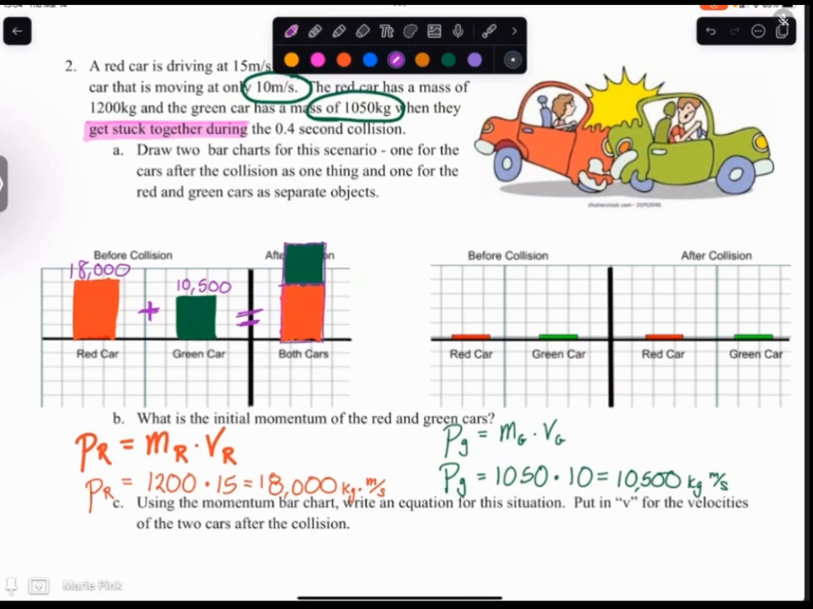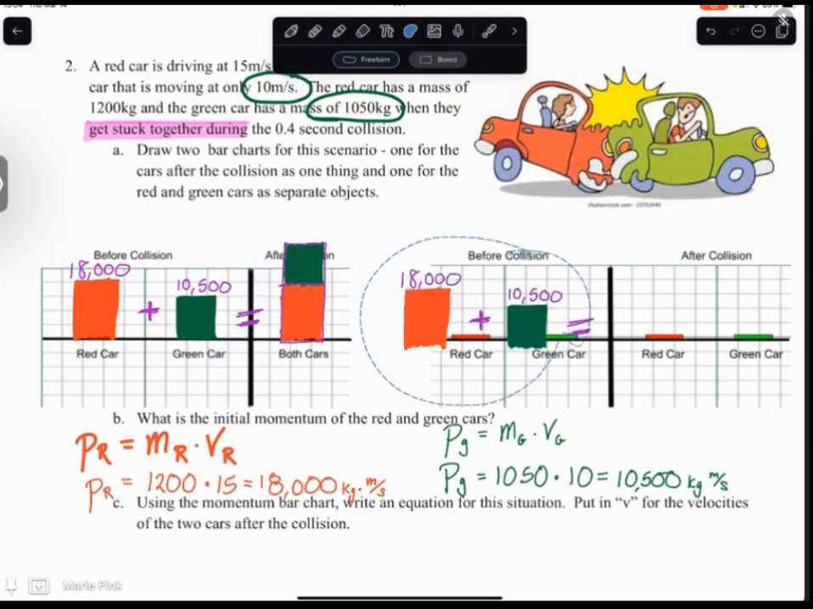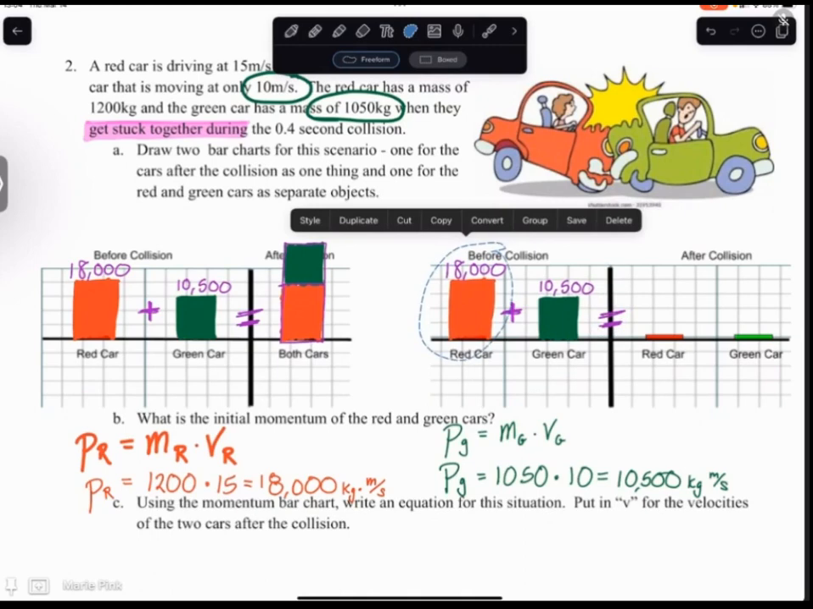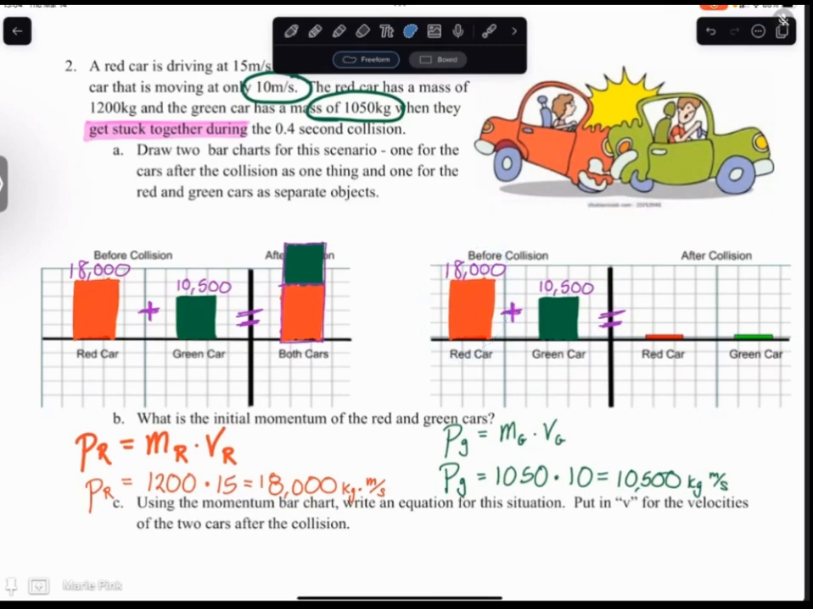Okay. Now the same thing is going to be true for this other one on the right-hand side here. This is going to be if you think about the red car and the green car as two separate objects. So I have my red car and I have my green car, and then after they smack into each other, I still have a red car and a green car. I just don't know how fast they're going. And so one of these might get a little bit bigger, one of them might get a little bit smaller.